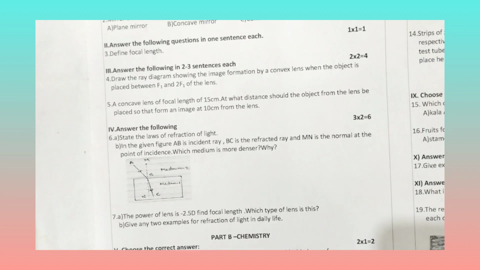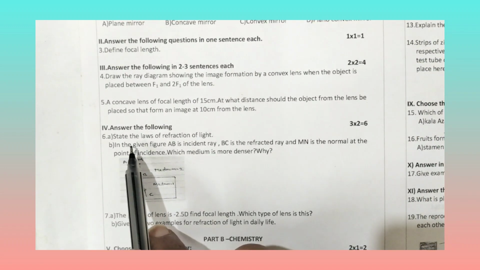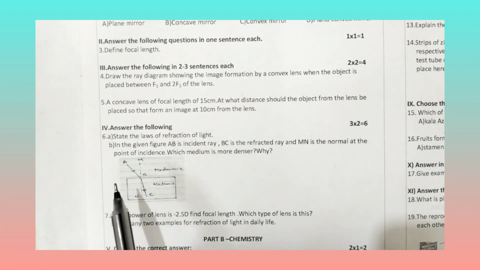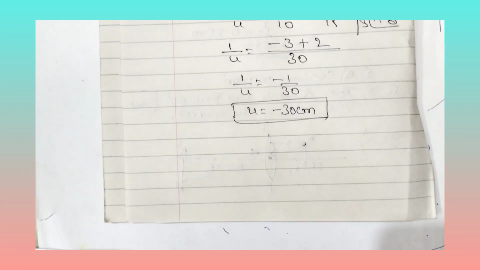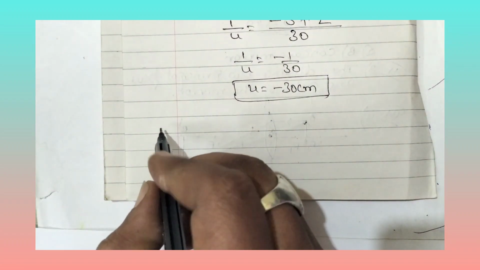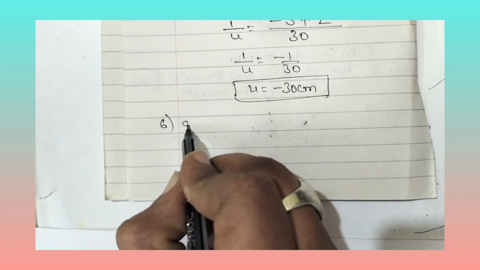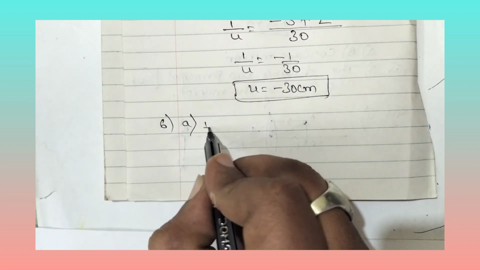Now let us move for the question number 6. The question number 6 is state the laws of refraction. Then in that one more question is there. So let us answer that question also. First let us answer. So that is laws of refraction. So that is sixth one A. State the laws of refraction.